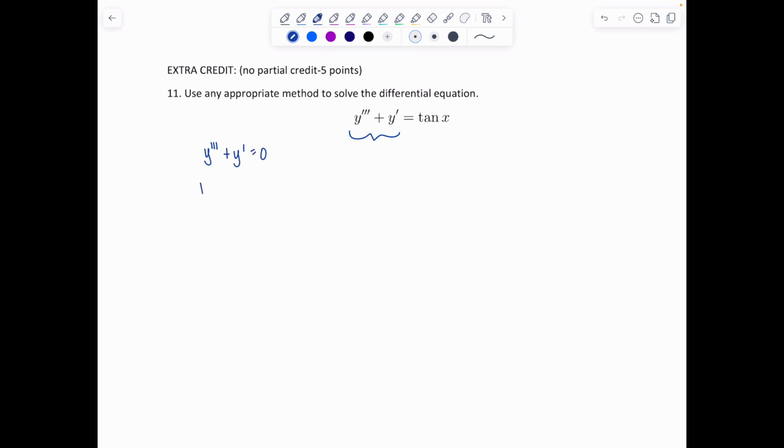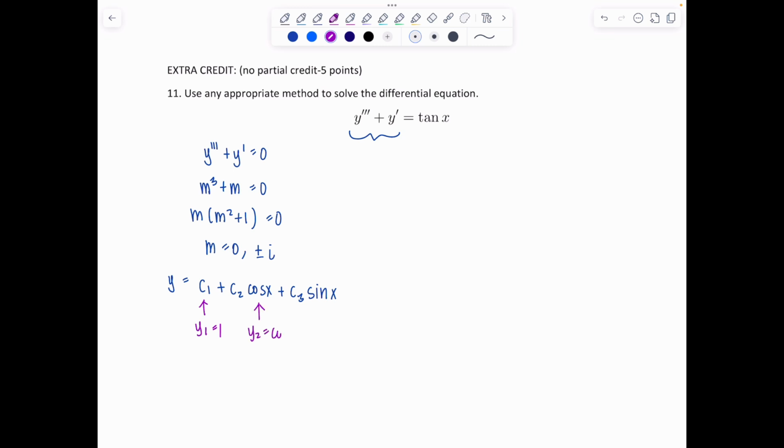Characteristic equation would be m cubed plus m is 0. Take out an m, and then you have m squared plus 1 is 0. So the roots of our characteristic equation are 0 and plus or minus i. So we get y equals c1 plus c2 cosine x plus c3 sine x. And then I'm going to need to construct my Wronskian. So y1 is 1. I'll call my y2 cosine x. And I'll call my y3 sine x.